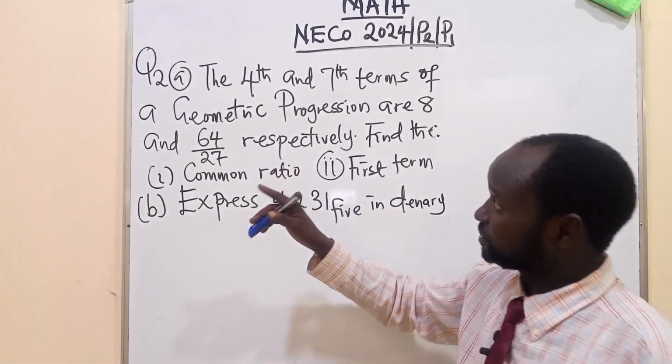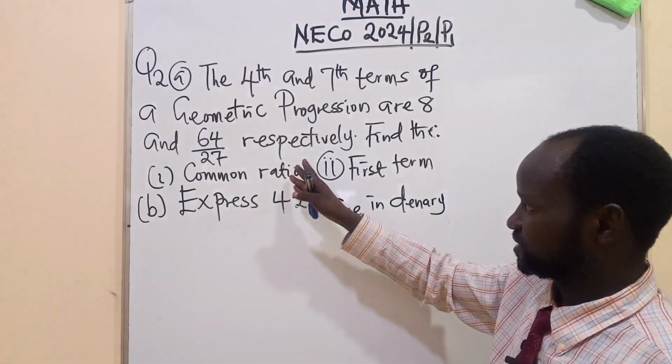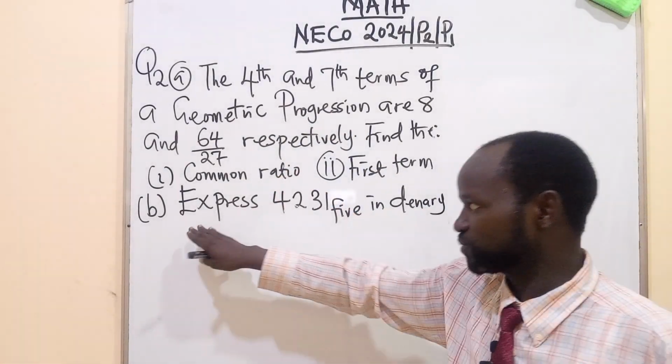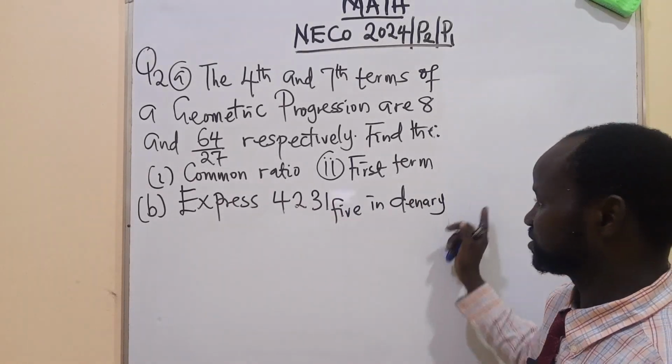For question 2A, we have to identify which topic it is from, as well as question 2B. In question 2B, we are asked to express 4231 in base 5 in denary.